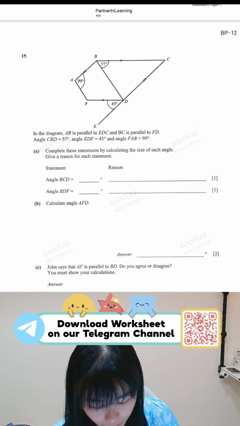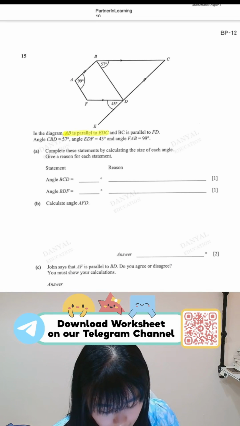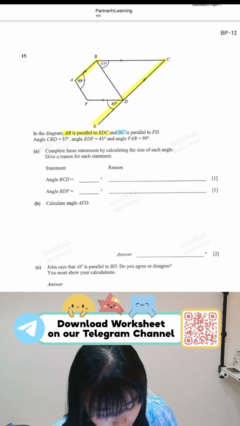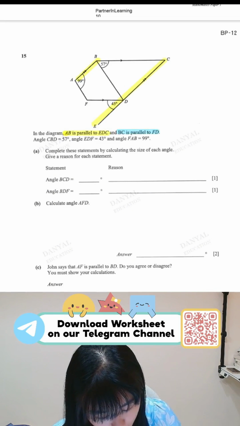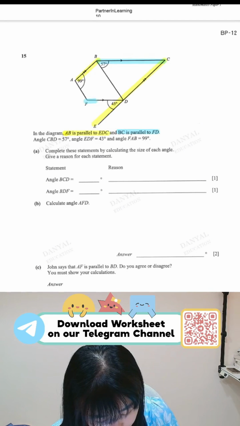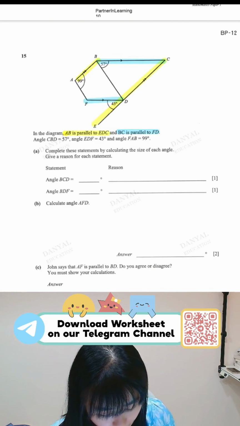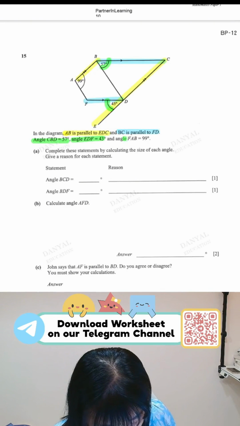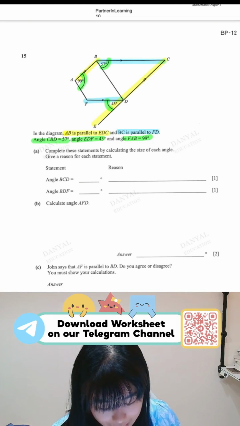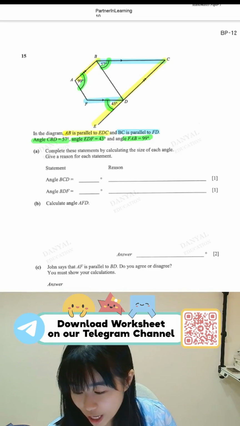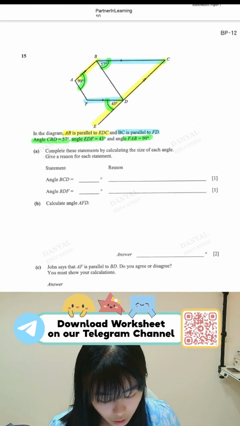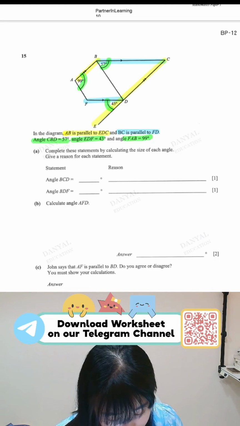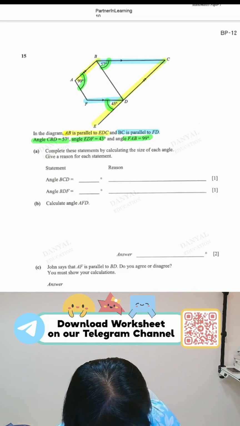In the diagram, AB is parallel to EDC. So this is parallel to this. BC is parallel to FD. And then we have 57 degrees, 43 degrees, and 99 degrees. Complete these statements by calculating the size of each angle. So angle BCD first, which is this one.